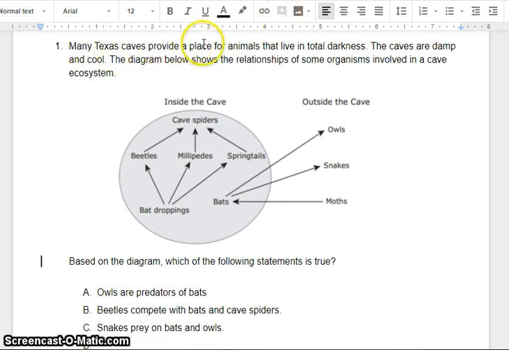Many Texas caves provide a place for animals that live in total darkness. The caves are damp and cool. The diagram below shows the relationships of some organisms involved in a cave ecosystem. Based on the diagram, which of the following statements is true? A. Owls are predators of bats. B. Beetles compete with bats and cave spiders. C. Snakes prey on bats and owls. Which of those is true?